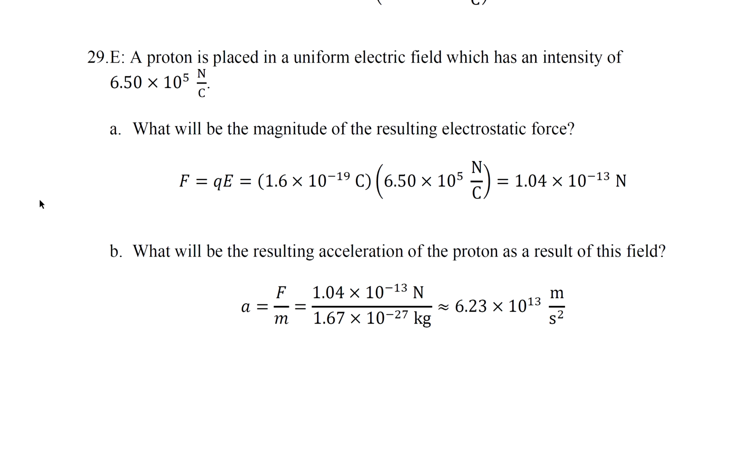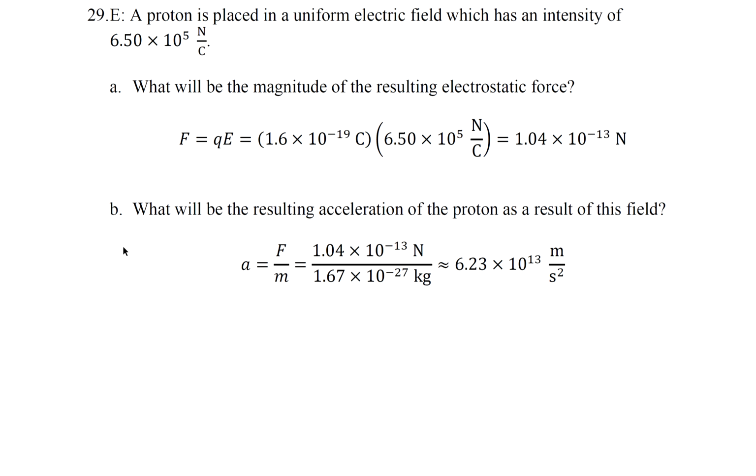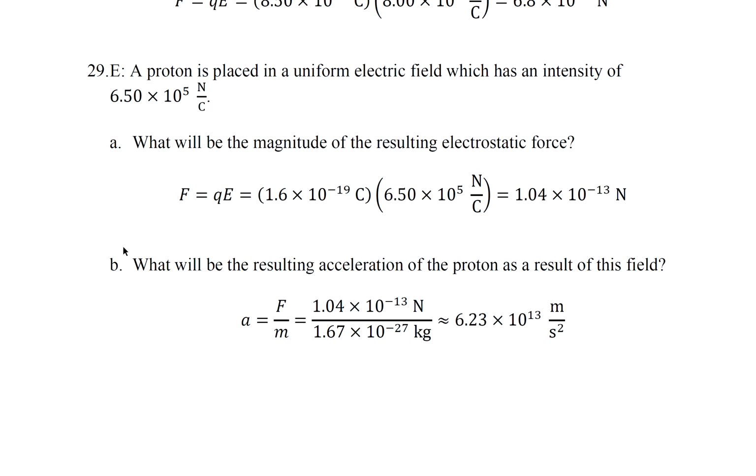Question 29, a proton is placed in a uniform electric field which has an intensity of 6.5 times 10 to the 5 newtons over coulombs. Part A, what will be the magnitude of the resulting electrostatic force? Remember, F equals QE. Part B, what will be the resulting acceleration of the proton as a result of this field? So a is equal to F over m. So we were given Q and we were given E. So we could solve for F. And F equals ma. So that's how we got this.